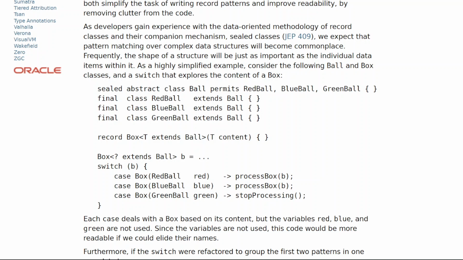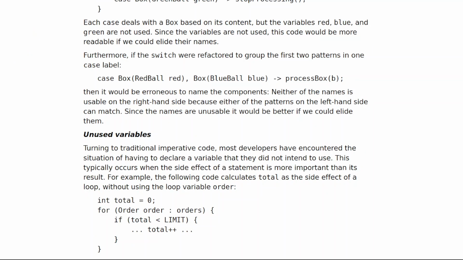Each case deals with a box based on its content, but the variables red, blue, and green are not used. Since the variables are not used, this code would be more readable if we could elide their names. Furthermore, if the switch were refactored to group the first two patterns in one case label, case Box(RedBall red), Box(BlueBall blue) -> processBox(b), then it would be erroneous to name the components. Neither of the names is usable on the right-hand side because either of the patterns on the left-hand side can match. Since the names are unusable, it would be better if we could elide them.